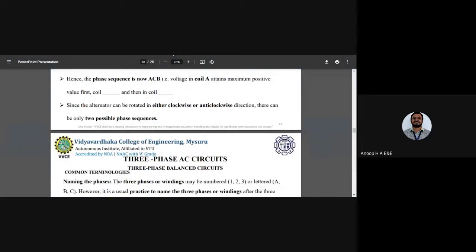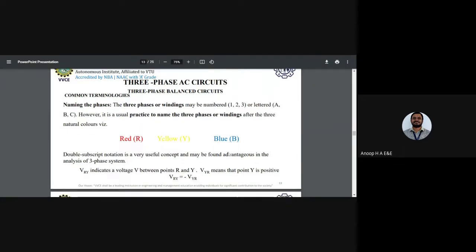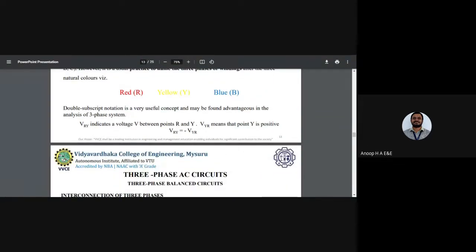Okay, so you can change the direction of any two phases. That is how I can represent it here as red, yellow, and blue. So we'll be having VRY. If you take a voltmeter and measure VYR, it would be negative.